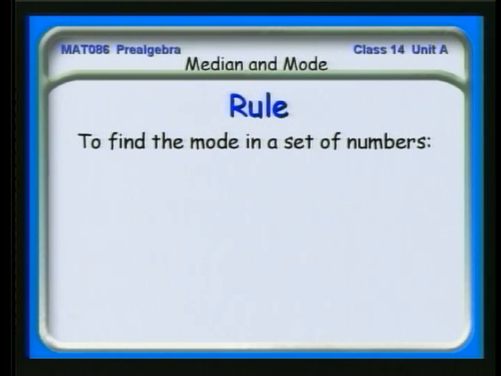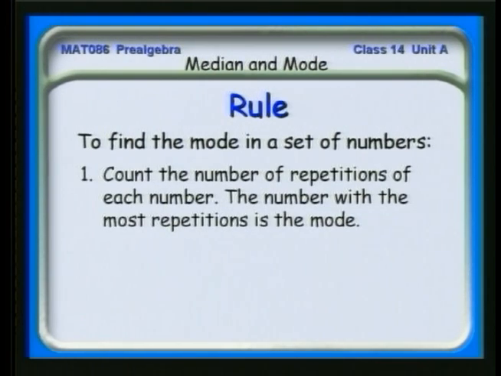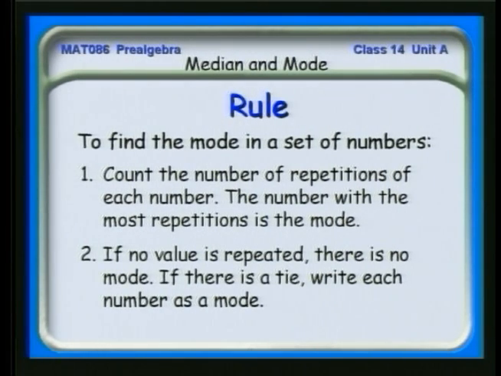To find the mode of a set of numbers, here's the rule. You count the number of repetitions of each number, and the number with the most repetitions is the mode. If there are no repetitions, there's no mode. If there's a tie, you have 2 modes or 3 modes, and so forth.